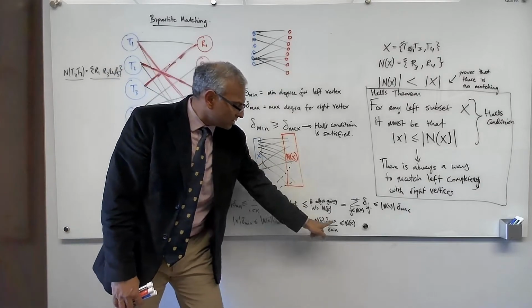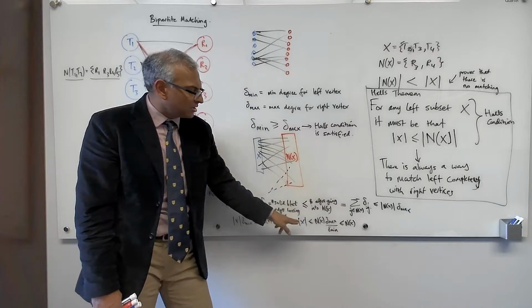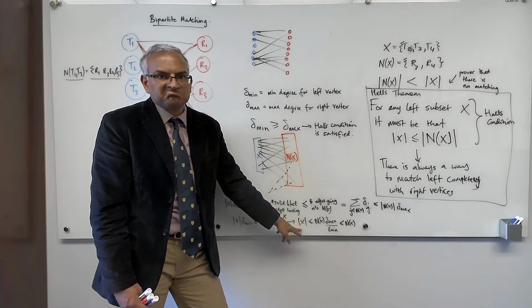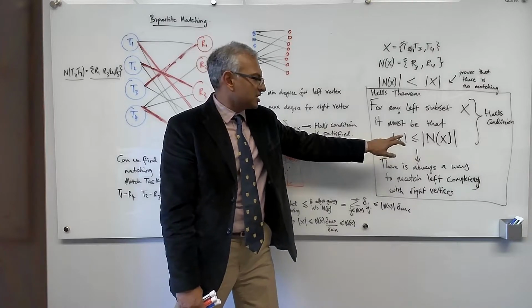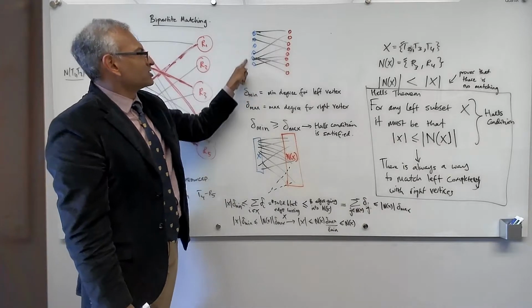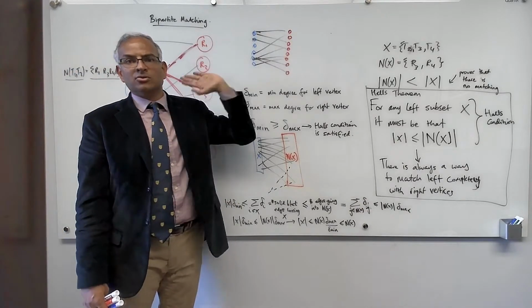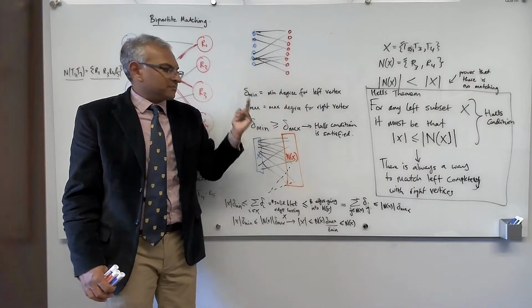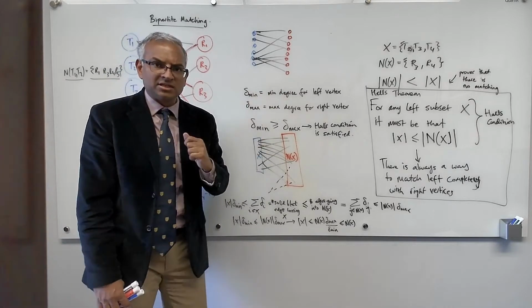So this holds. The size of x is at most the size of the neighborhood of that subset for any subset x. This means that Hall's condition is satisfied. Hall's theorem says that if Hall's condition is satisfied, there must be a matching which covers all the left vertices, which uses all the left vertices and assigns them uniquely to right vertices. That's the proof. And this is a much more convenient condition to use than Hall's condition.